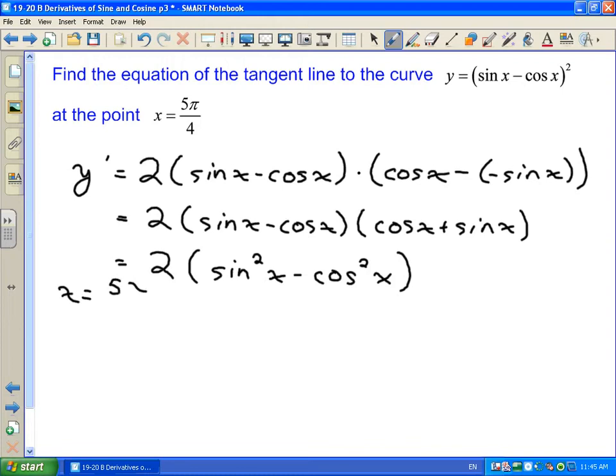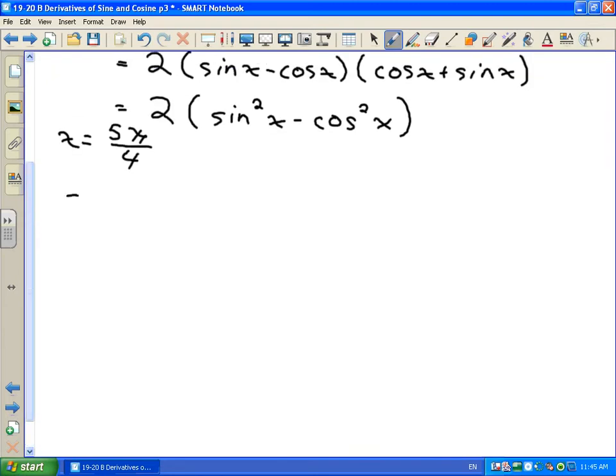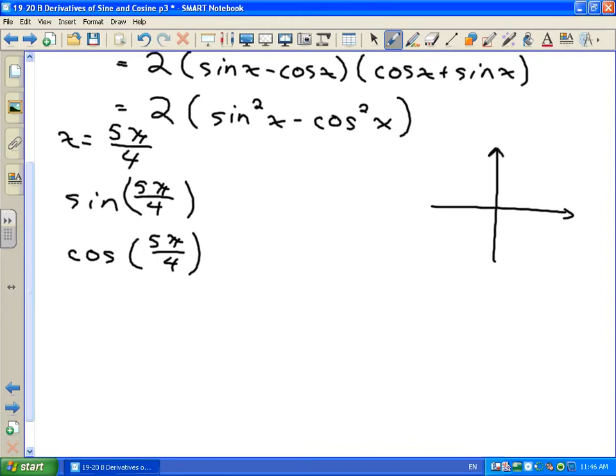We sub in x equals 5 pi over 4. So I would evaluate sine of 5 pi over 4 and cosine of 5 pi over 4, because they both appear in my expression, and then evaluate what the whole derivative is going to be equal to. So 5 pi over 4. What does this angle even look like? What quadrant is it in?